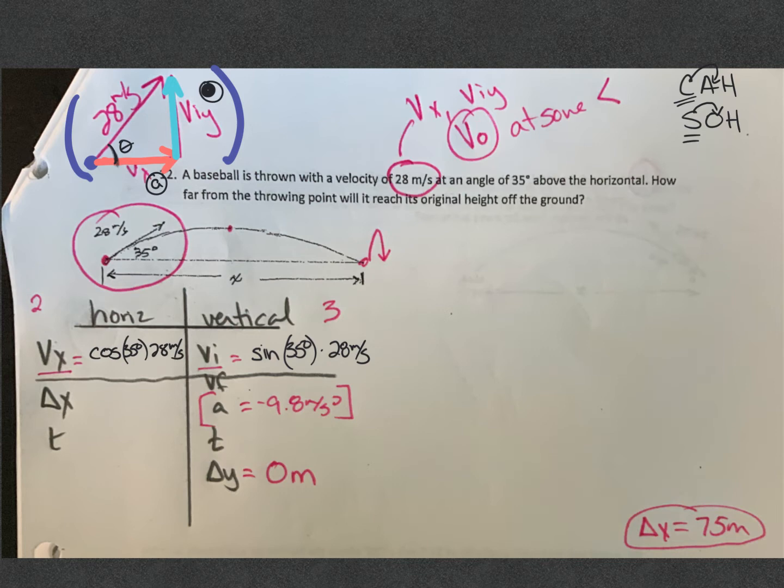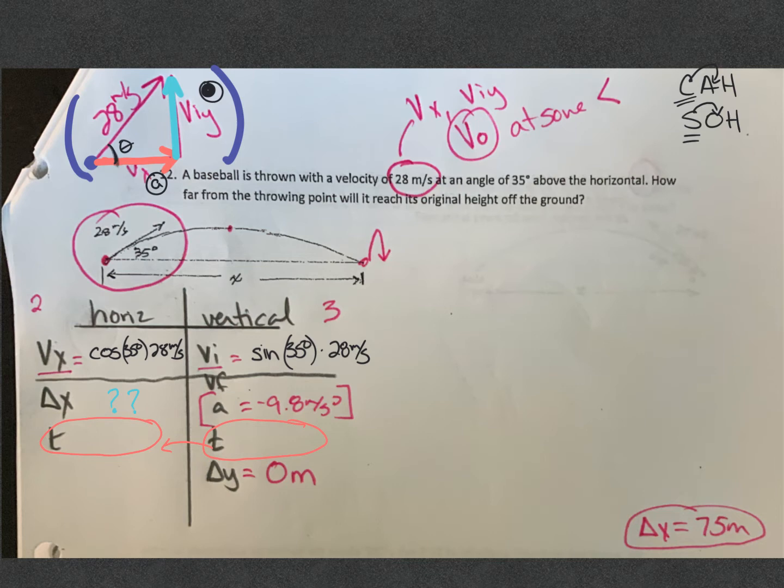But what that really did for us is it now gave us 3 pieces of given in the vertical, and 3 out of 5 is the magic number to start. In the horizontal, we only have Vx. We do not know delta x. In fact, that is what we are trying to solve for. So the strategies are the same: we're going to be solving for time in the vertical, bring it over to the horizontal, and we'll do it in 2 steps.